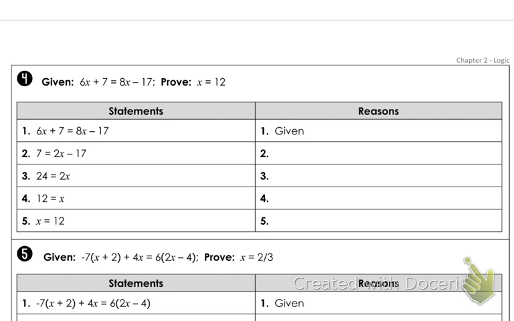Okay, our next one. Why are you complaining about that? It's 2 pages. What are you guys worried about? I'm so confused. All right.